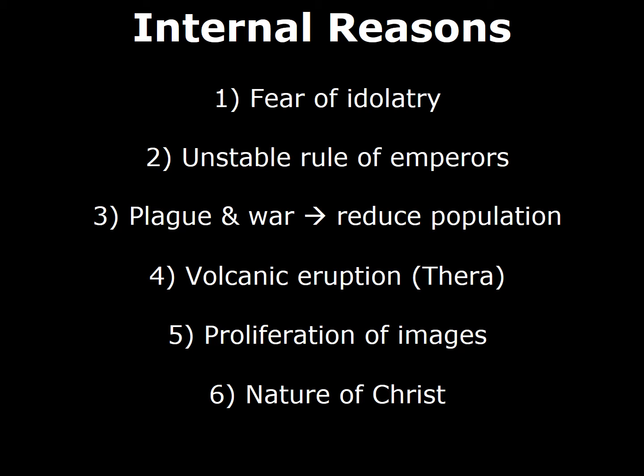Number two, unstable rule of emperors. By the end of the 7th and early 8th centuries, the role of the emperor and his power had decreased. And we know this from some of the evidence that we have from these eras, that the power was going more towards the church and away from secular government. And emperors such as Leo III and his son wanted to reset that balance of power and reclaim authority. And it's actually Leo III who enacts a ban against picturing the divine. He does that in 726, and that initiates the era of iconoclasm and the destruction of all kinds of images.